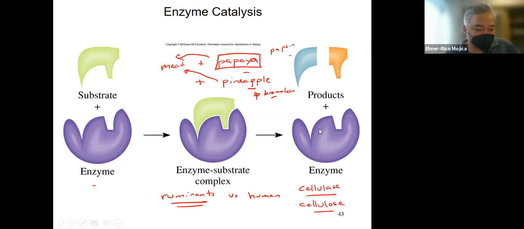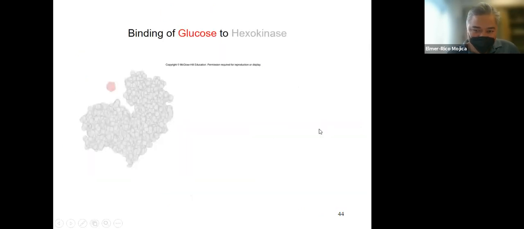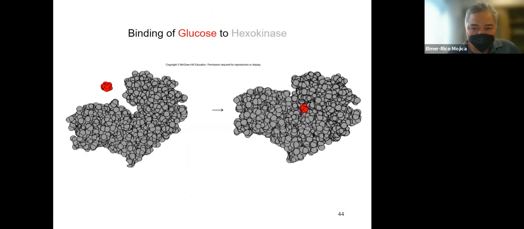Okay, another thing that we can look at here is the hexokinase, the binding of glucose to the so-called hexokinase. Also, some of these diseases are due to the absence of some enzymes.